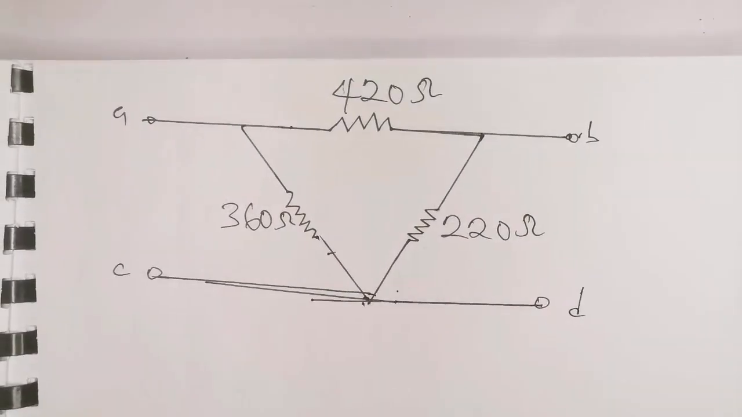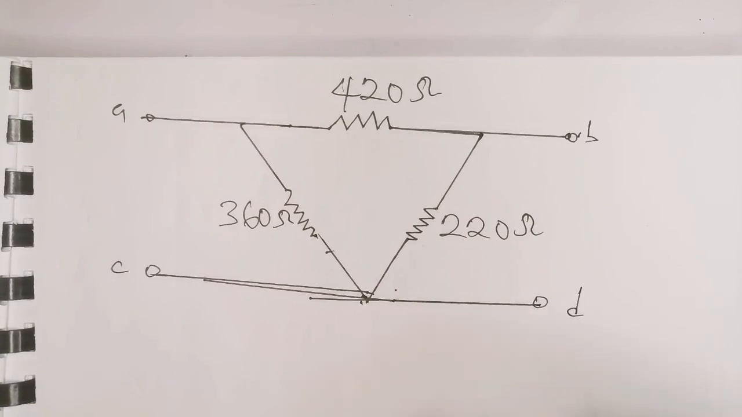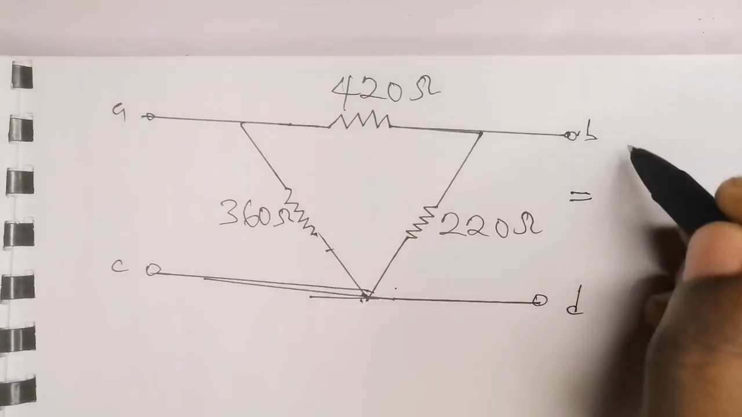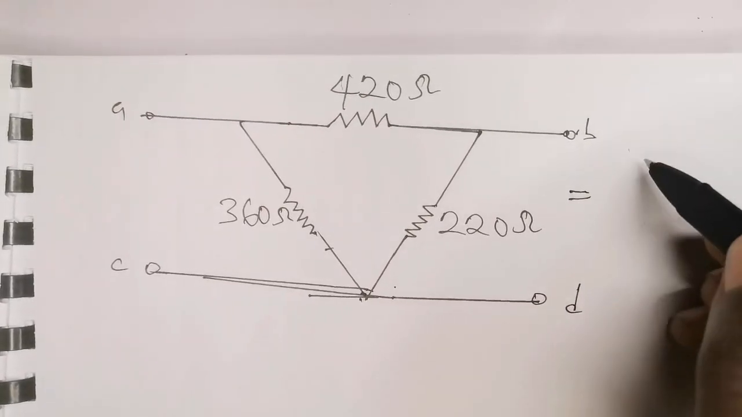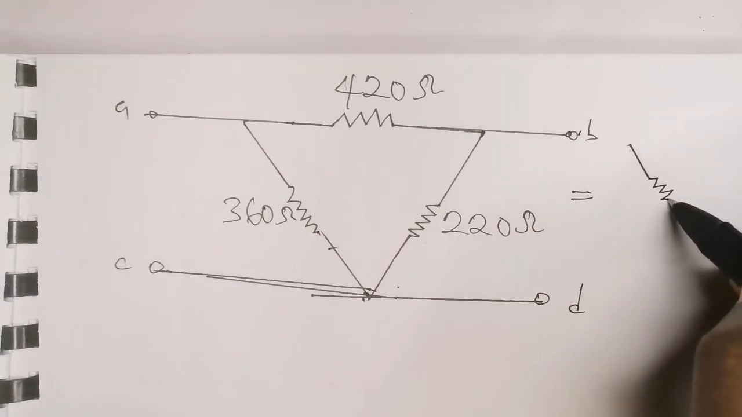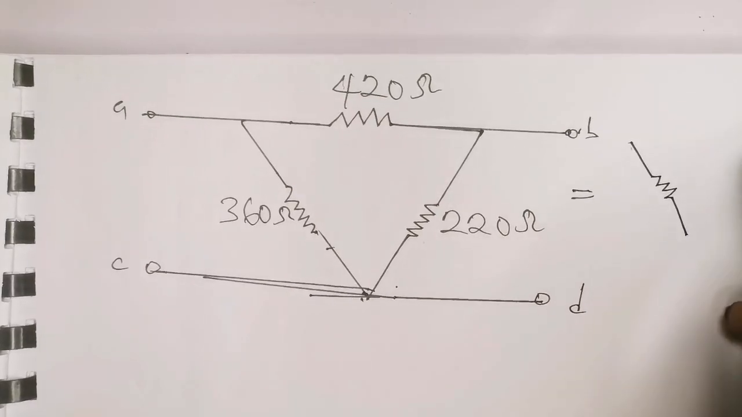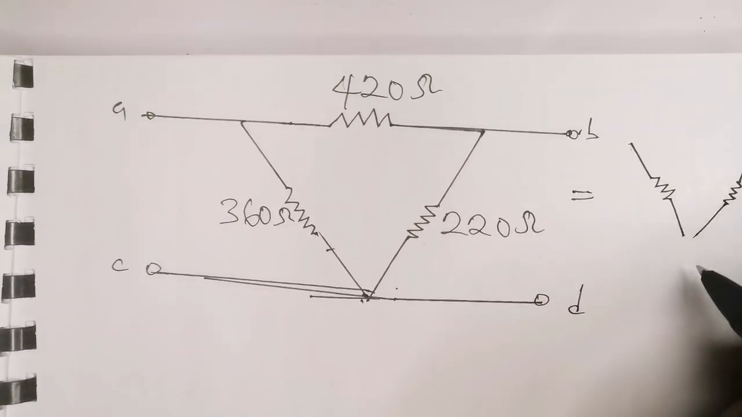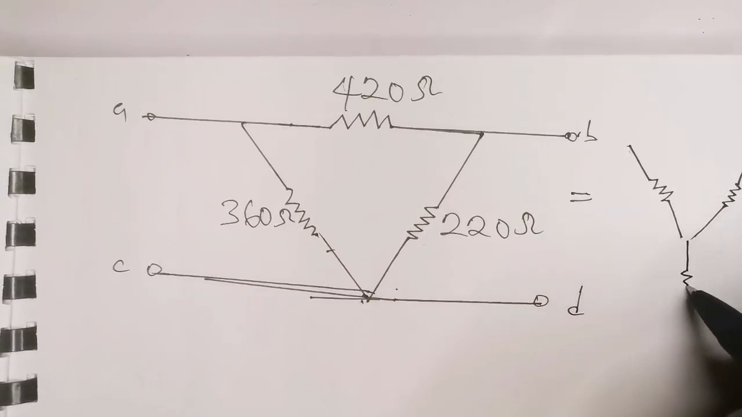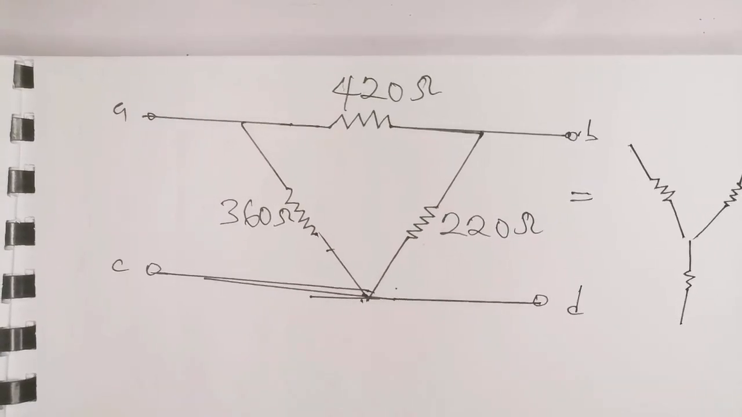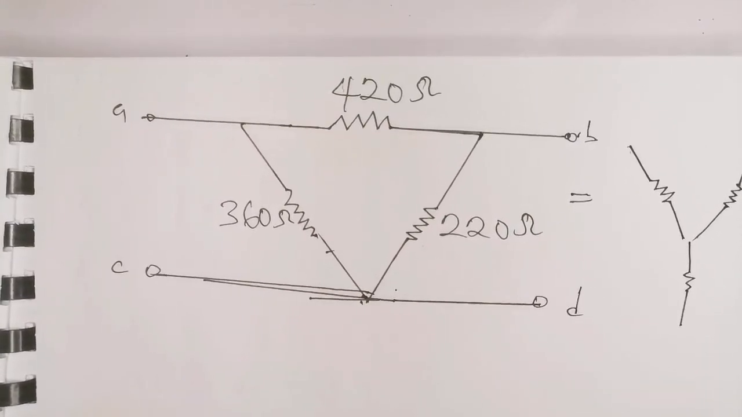So this is our network. We want to convert this into an equivalent star network. So we have our star network, something like this. And of course this is our star network. So we want to convert this into an equivalent star network.